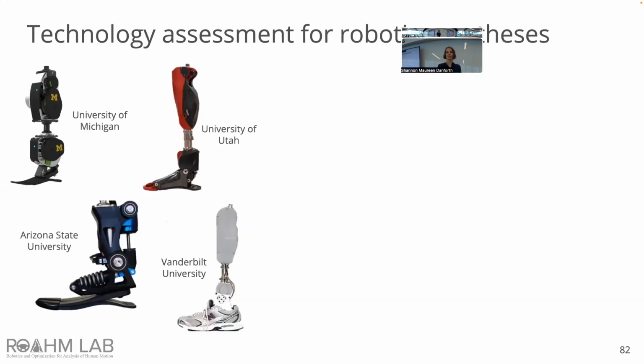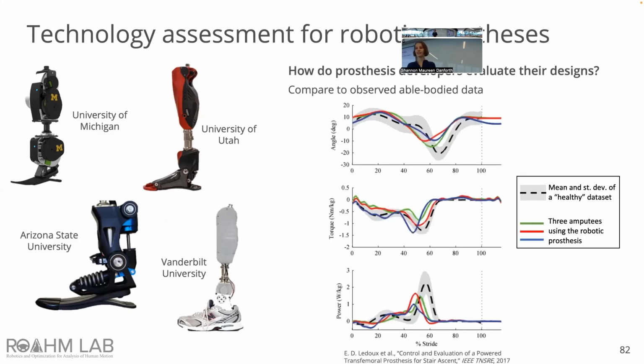And I also present some preliminary results for a technology assessment of robotic lower limb prostheses. In particular, I'm interested in the standards and regulations used to evaluate these designs. So first I ask, how do prosthesis developers evaluate their designs? Often this is by comparing to observed able-bodied data. So here we have a paper where data from 3 amputees using a robotic prosthesis was compared to the mean and standard deviation of a healthy data set.